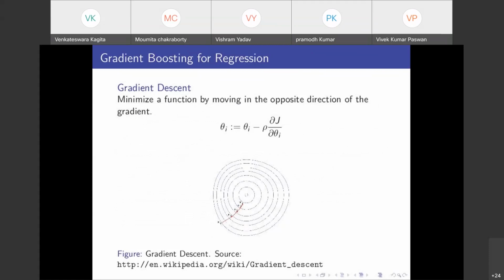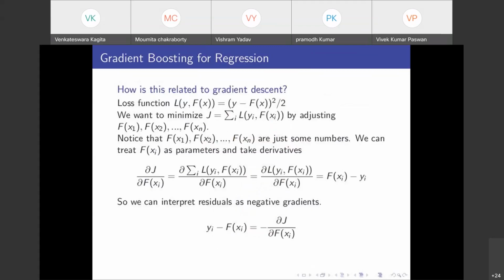If the slope or the gradient is positive, then we are decrementing the theta value. If it is negative, then we are incrementing the theta value. Right? It means we are moving in the opposite direction of the gradient. So we are trying to minimize the function by moving in the opposite direction of the gradient. Right? Is that what we are doing in the gradient descent algorithm? Now the question is, how is this related to the gradient descent algorithm?